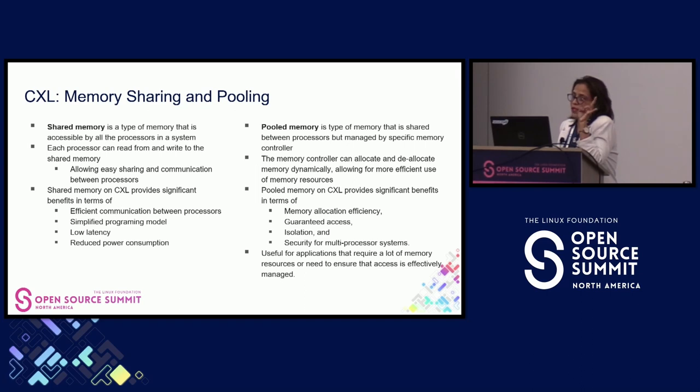Memory pooling is a type of memory that is shared between processors but managed by a specific memory controller. And when we talk of CXL memory pooling, the CXL 2.0 onward specification supports the CXL switch and fabric, where multiple memory devices can be connected and pooled together, forming a huge pool of memory that can be shared across multiple hosts. It comes with the benefits of efficient memory allocation and guaranteed access.